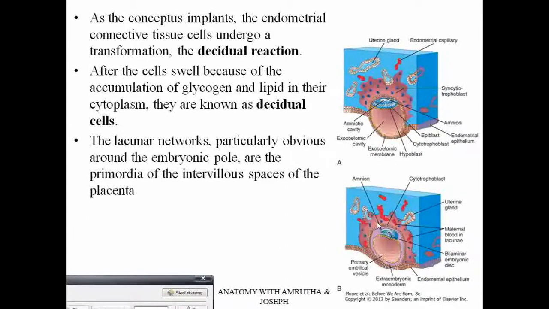Now the lacunar networks are particularly obvious around the embryonic pole. So they are mainly seen in the embryonic pole, which is this area. They are the primordia of the intervillous spaces of the placenta. So these lacunae are the primordia of the intervillous space.